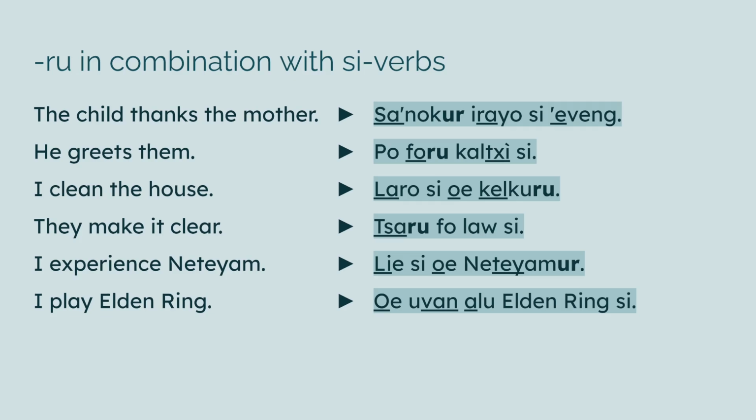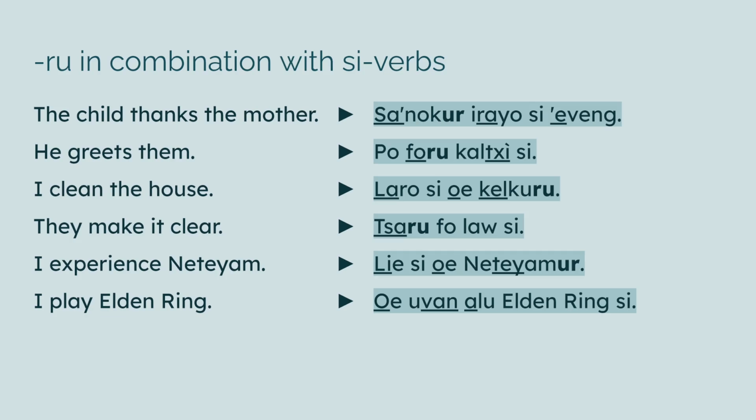So why did I put in this example? Because it doesn't have ru. Specifically because people often try to do this with ru. So I see a lot of people writing something like Oe uvan si Elden Ringur, or Oe uvan si uvanur alo Elden Ring. So they try to say something like I play the game Elden Ring. But uvansi already means to do a game. So if you say oe uvansi uvanur, that would literally mean I do a game to the game. And it doesn't really make sense.